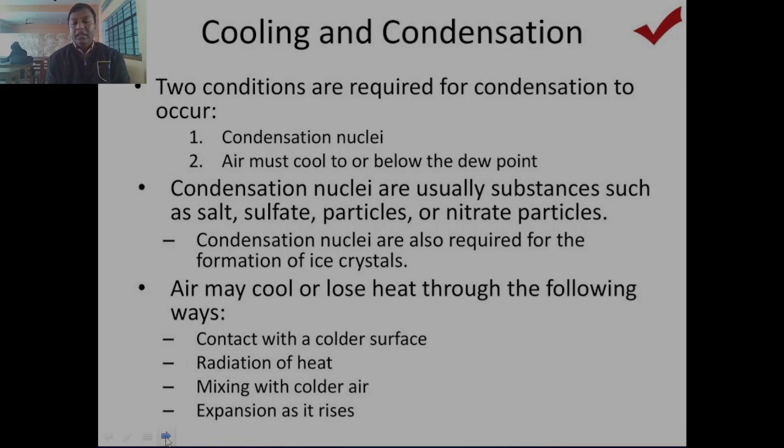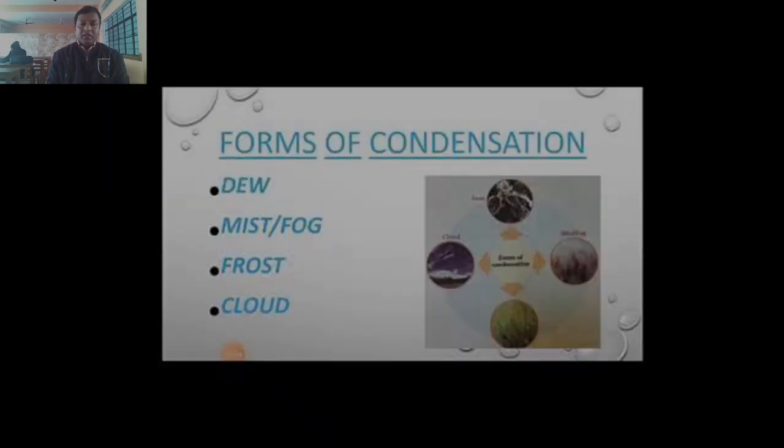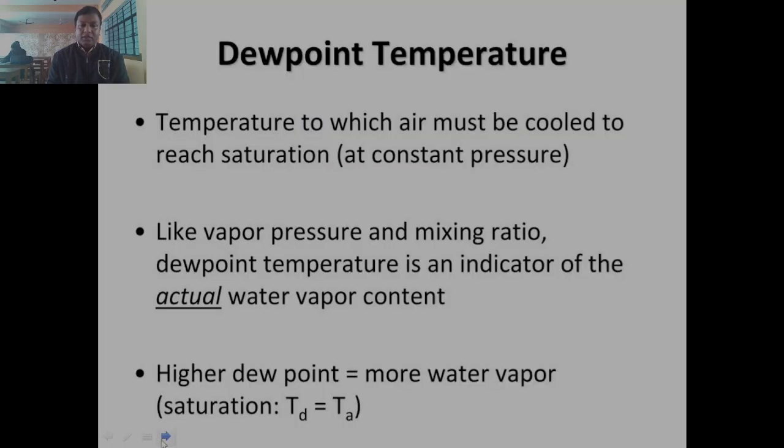So when you see a hailstorm in your part, it is also due to condensation nuclei. Air may cool or lose heat through the following ways. So in what ways does air get cool? Contact with a colder surface, radiation of heat, mixing with colder air, expansion as it rises. Okay, these are all the main reasons. This is the form of condensation as you see in this video lecture.